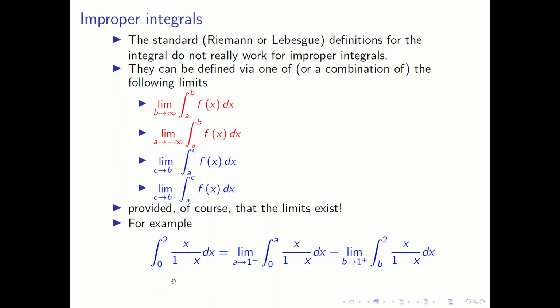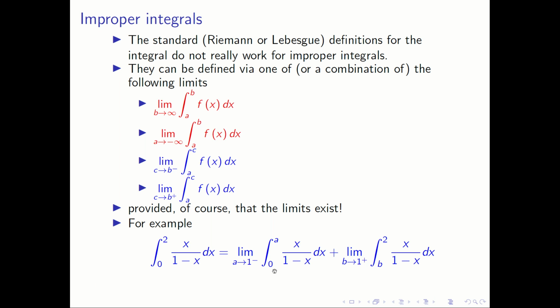So for example, this integral from 0 to 2 of x by 1 minus x would be defined as the 0 to a integral, where a will approach 1 from below. Remember, 1 is the point where this integrand diverges, where you have a problem, and also integrate this from b to 2, where b would approach 1 from above.